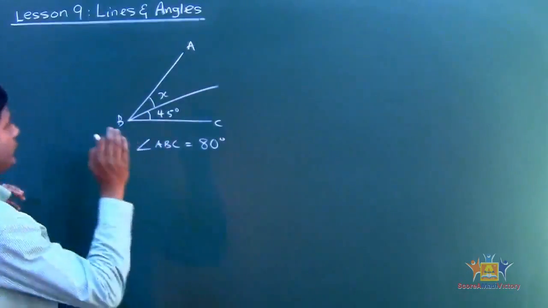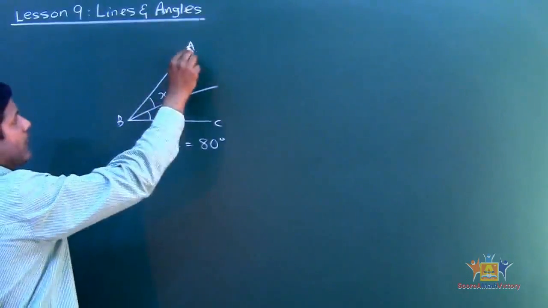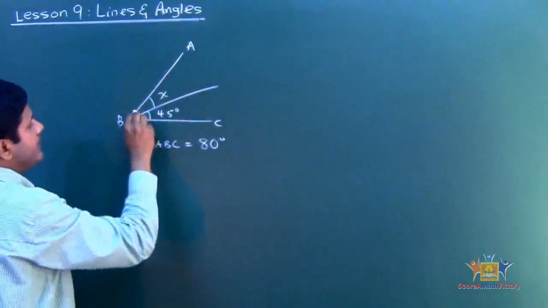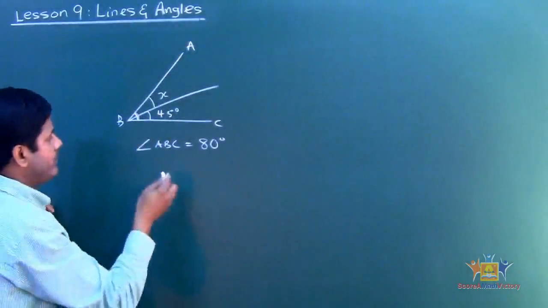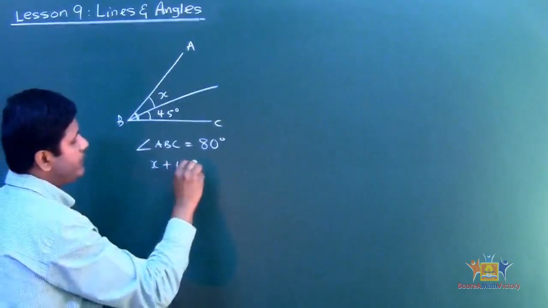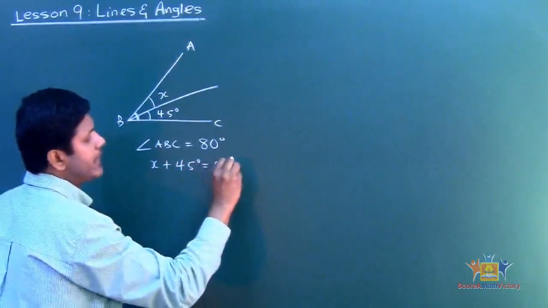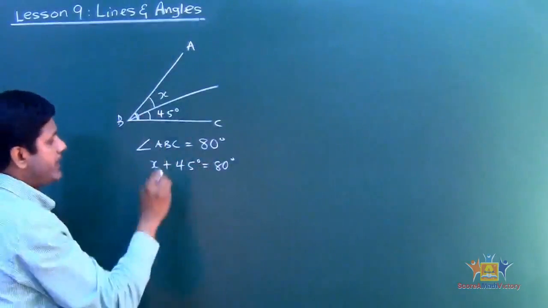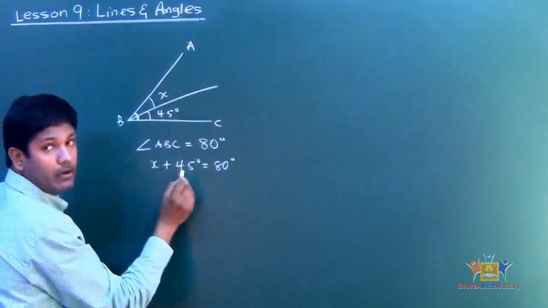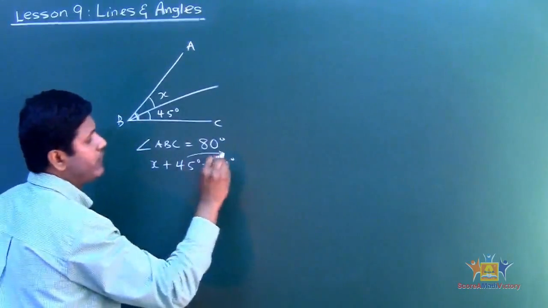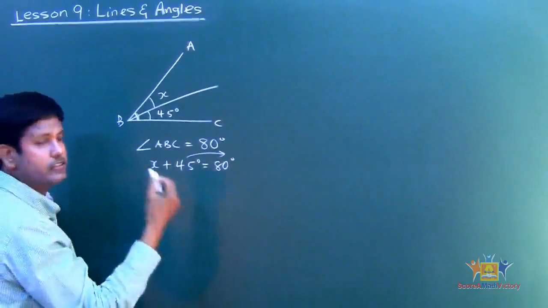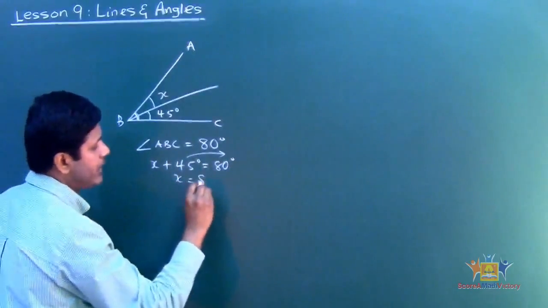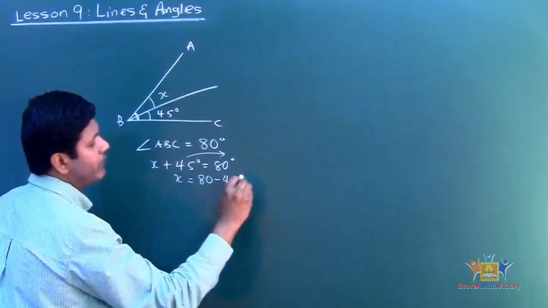So to find x, I've been told ABC, that means this angle, is 80 degrees. So x plus 45 degrees equals 80 degrees. To find x, I have to isolate x. Who has to go? 45 degrees. What is 45 doing? It's adding. Addition crossing the bridge becomes subtraction. So x equals 80 minus 45.